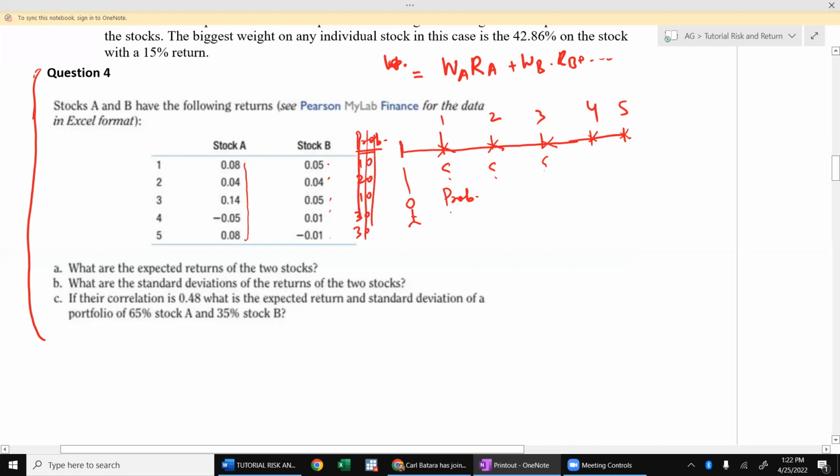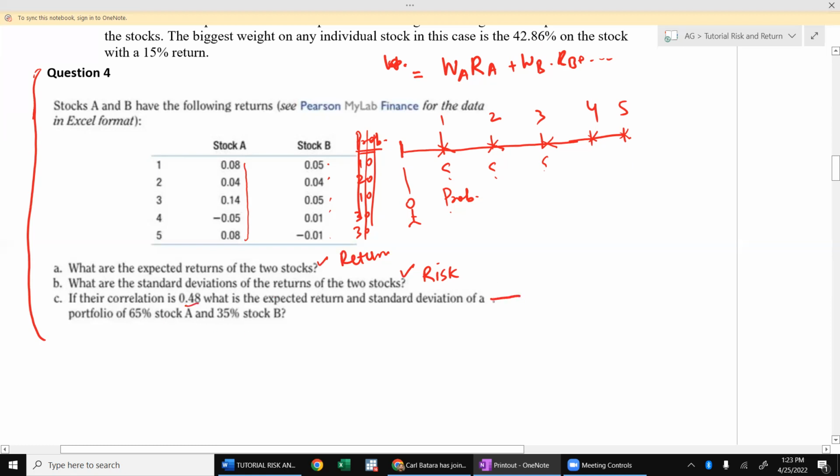So it means that it is not probability-based data, it's just historical data. Okay, so first of all, we need to calculate the expected return. Then we need to calculate the standard deviation of the returns of the two stocks, which means we need to calculate risk. So we need to calculate return and risk, and then if their correlation is 0.48, what is the expected return and standard deviation of a portfolio of 65% stock A and 35% stock B?